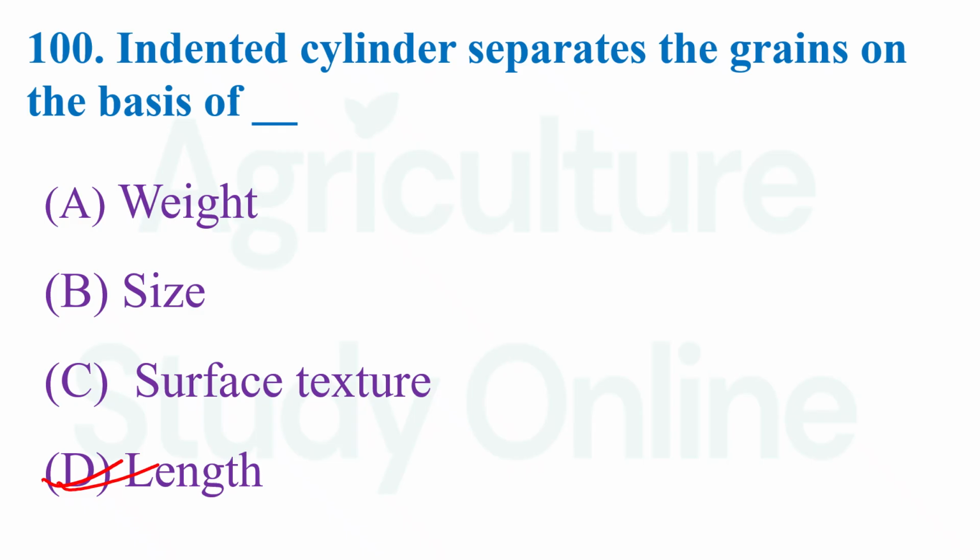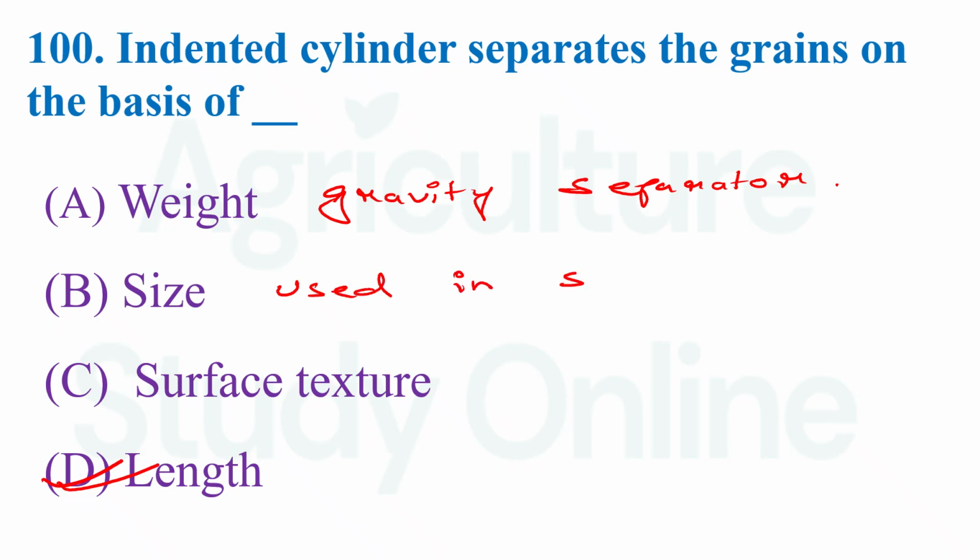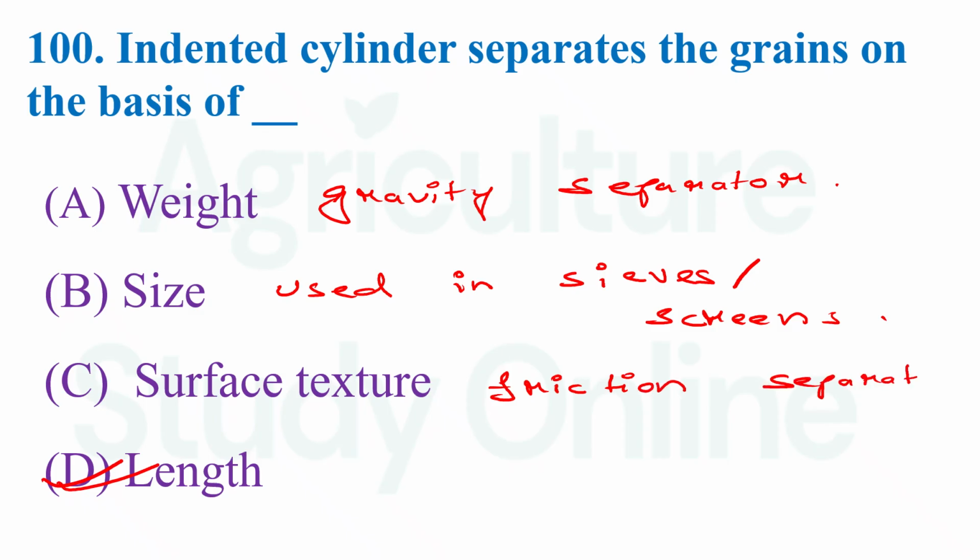Whereas weight, it is used in gravity separator. Size, used in sieves, or we can say screens. Surface texture, for friction separators. So the correct option is option number D.